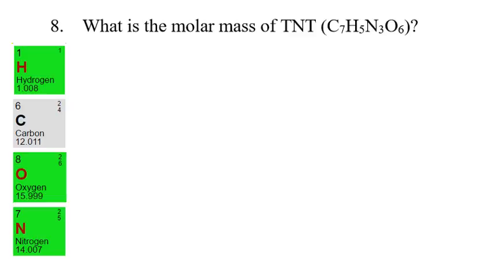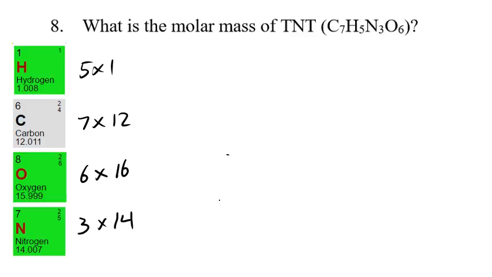Question 8. What is the molar mass of TNT, C7H5N3O6? Got a lot of work to do for this one. For hydrogen, we have 5 of them. And they are about 1 gram per mole each. For carbon, we have 7 of them. And they are 12 grams each. Oxygen, we have 6 of them. They are 16 grams each. Nitrogen, we have 3. And they are 14 grams each.